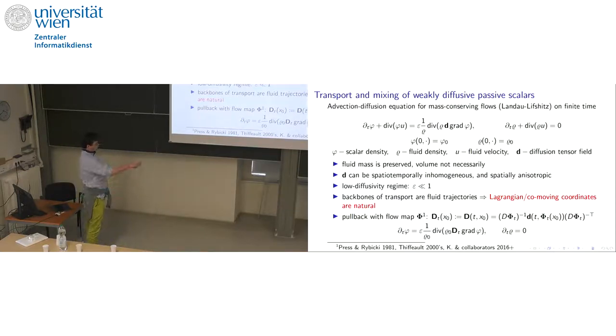So the first reference that I found is Press and Rybicki in the 80s, from the astrophysical community. Then John Lee Tufour has worked with this coordinate change in advection diffusion problems quite a bit in the 2000s, and then I would claim that this was picked up and used by me and collaborators, including George, with the PNAS work that was mentioned a few times at this workshop.